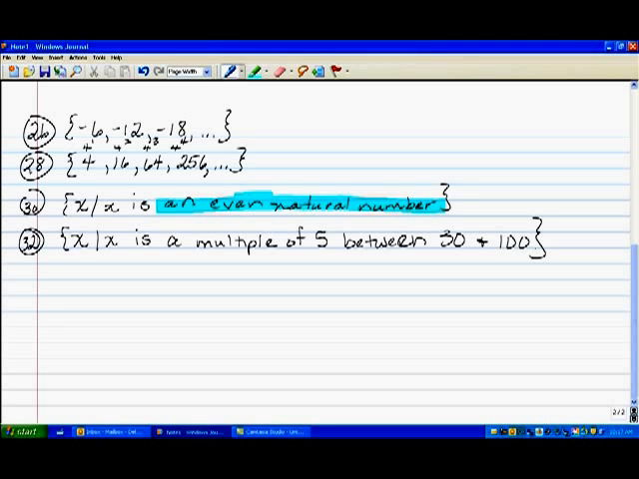Now notice you could also say set of all x such that x is a multiple of 5 between 34 and 96. That would also be acceptable. So that's why they say there may be more than one answer. Now we're doing word descriptions. So we practiced that a little bit with 30 and 32.